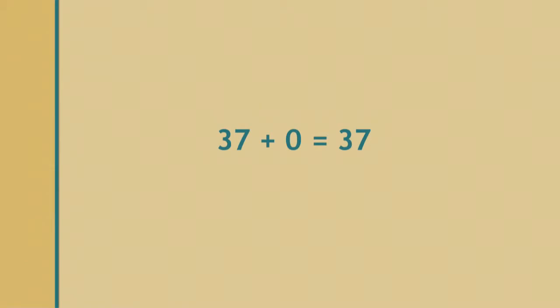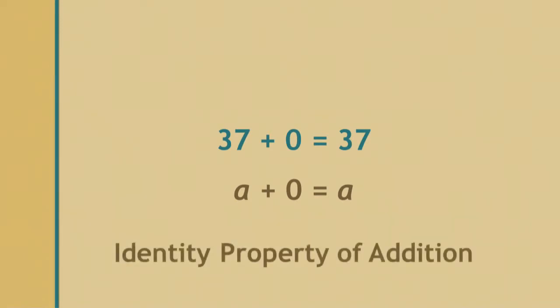37 plus 0 equals 37. What do we know about the sum when we add 0 to a number? The sum will always be that other number. We could just as easily have written 7 plus 0 equals 7, or 995 plus 0 equals 995. Whenever you add 0 to any number, you get that number. If we were to write that with a variable, it would look like this. A plus 0 equals A. The variable A, which can be any number, plus 0 still equals A. This property is called the identity property of addition.